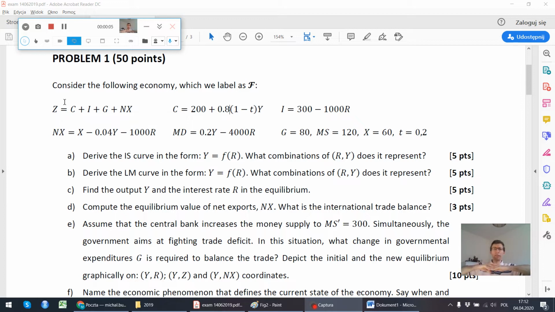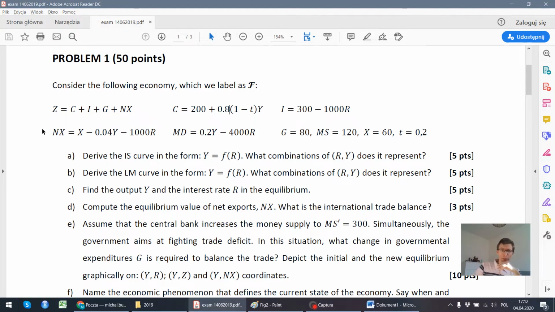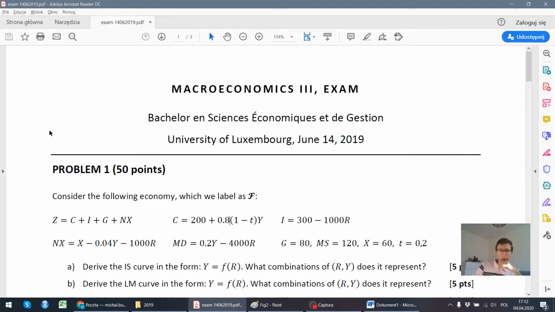So now we have something special to analyze, one of the problems that was posted last year at the final exam of Macro 3. As you can see, June 14, 2019, this is exactly the problem that was out there at the exam. So now we are going to solve it together.